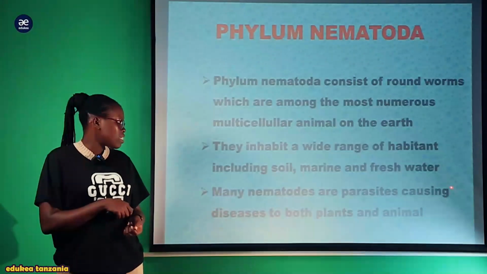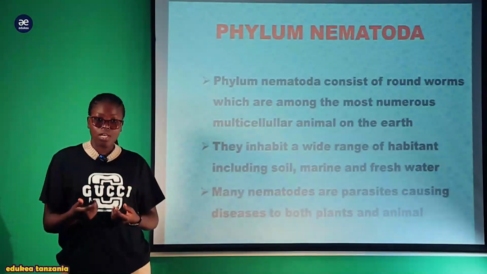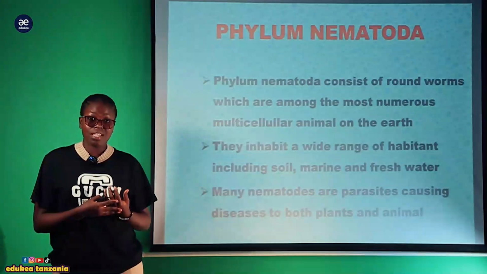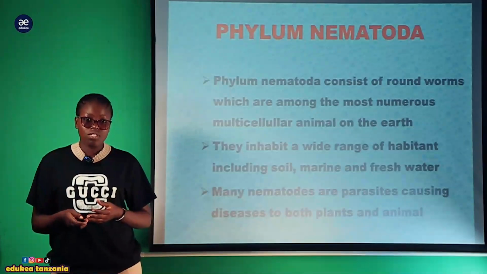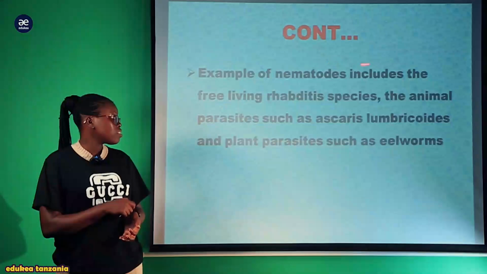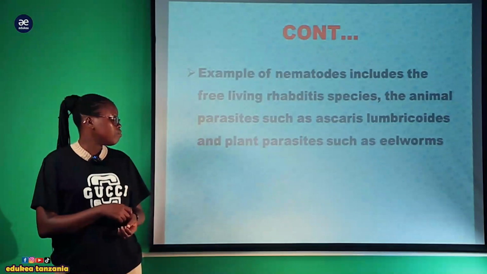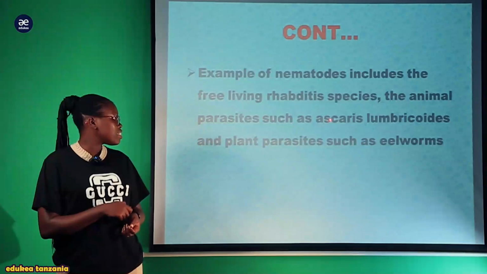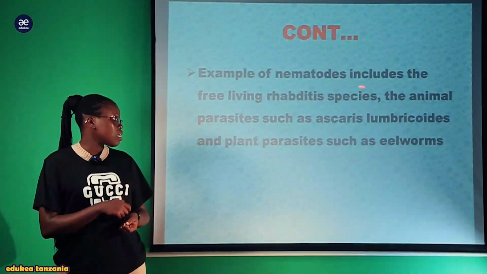Many nematodes are parasites causing diseases to both plants and animals. Most nematodes are parasites, meaning that they feed on other organisms and also cause diseases to the host. Examples of nematodes include the free-living Rhabditid species, the animal parasites such as Ascaris lumbricoides, and plant parasites such as eelworm. These are examples of nematodes.